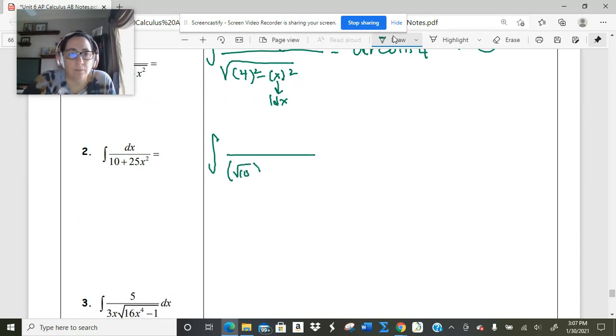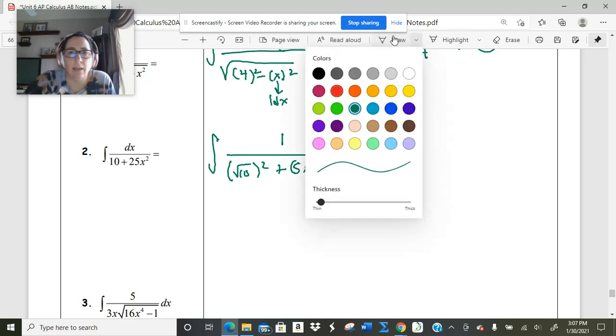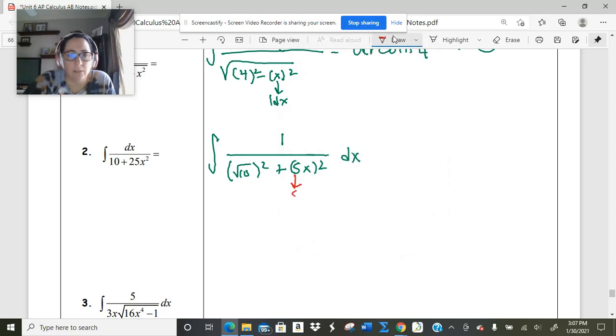Number 2. I'm going to rewrite. This is radical 10 squared plus 5x squared. And I just put the dx over there. So when I see this, I can see that my u is 5x, the derivative is 5dx. I only have a 1. So I have to go manipulate by multiplying this by a 5. But I can't just throw in a 5. I can always multiply by 1. So I'm also going to put a 1/5 on the outside to balance, because 1/5 times 5 is 1, so I haven't hurt anything.